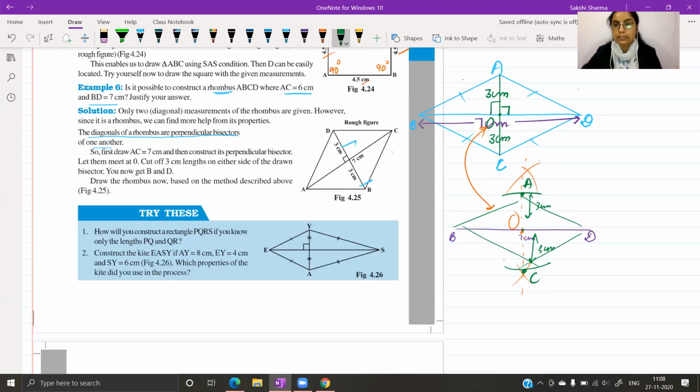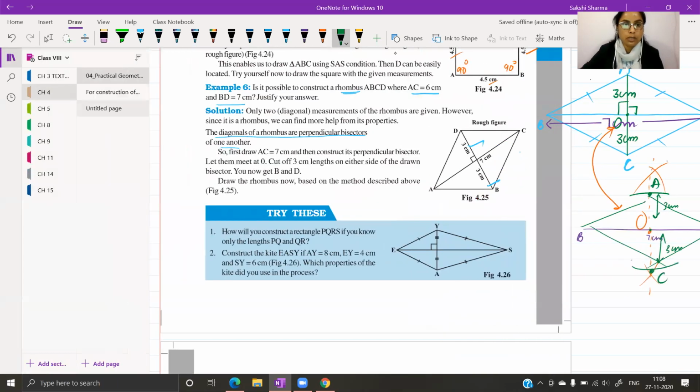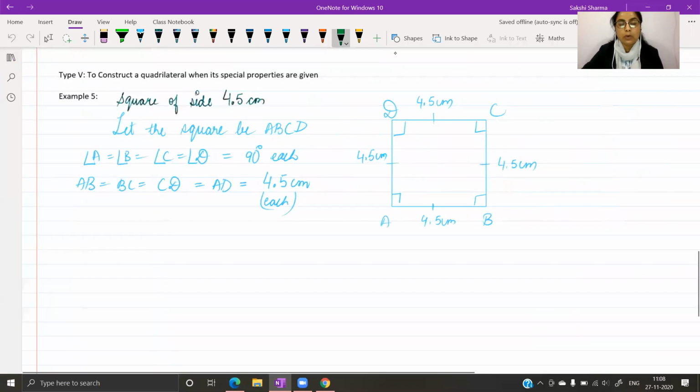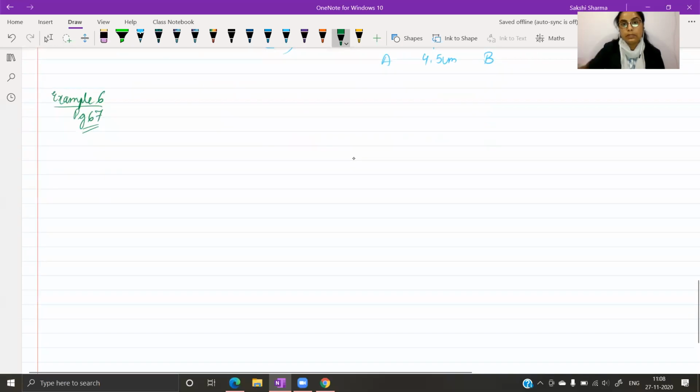So we are going to write this down and then we will start with the construction. I want you to note this down. This is along with type 5. This is example number 6 on page number 67. This time we have to construct a rhombus. The name of the rhombus is ABCD. We have been given the length of AC as 6 centimeters, BD is 7 centimeters, and these are the 2 diagonals.